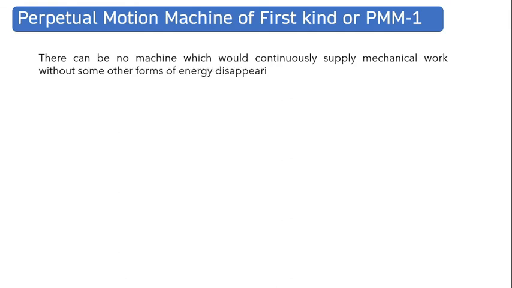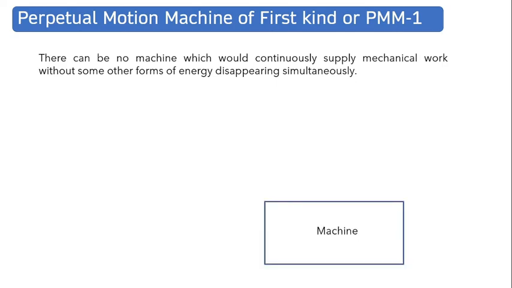Now come to the perpetual motion machine of first kind. The first law states the general principle of the conservation of energy, that is, energy is neither created nor destroyed, but only gets transformed from one form to another. So there can be no machine which would continuously supply mechanical work without some other form of energy disappearing simultaneously. Such a fictitious machine is called a perpetual motion machine of first kind, or in brief PMM1. So a PMM1 is thus impossible.